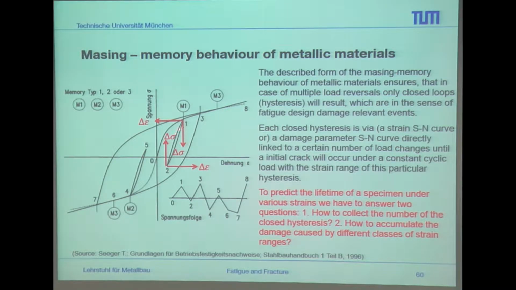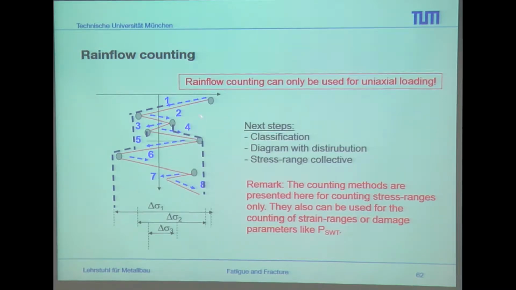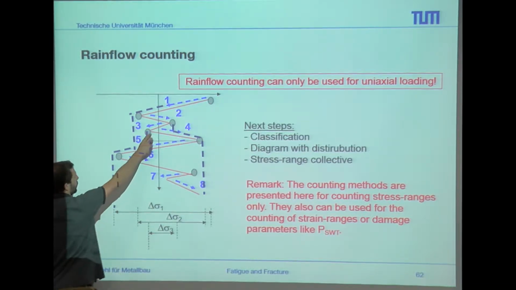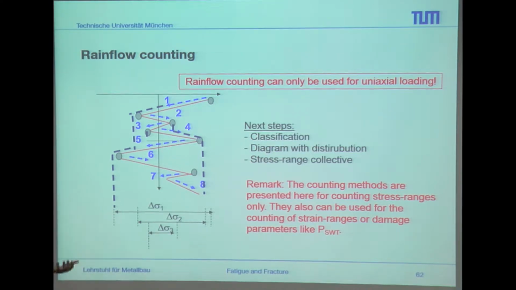So we always have a hysteresis which is starting and closing, but there is no hysteresis which is starting here, going here, and then closing at this point. That's why we have to skip, or we cannot close the hysteresis from this point to this point and to this point. This is mainly just a water drop which is falling down here.